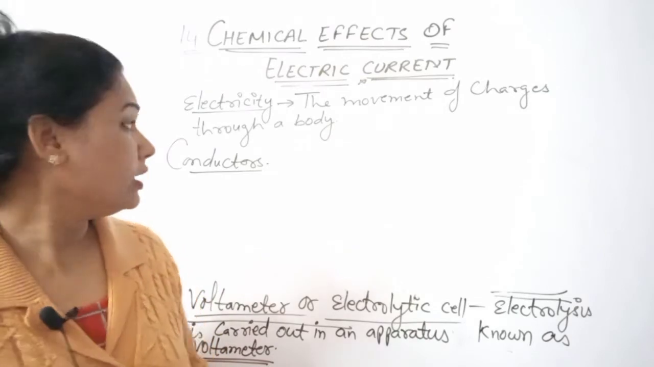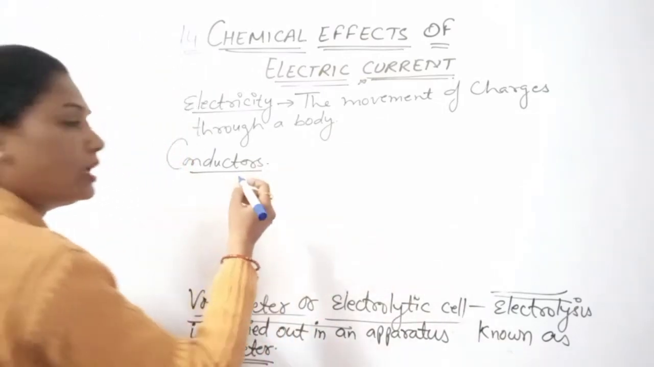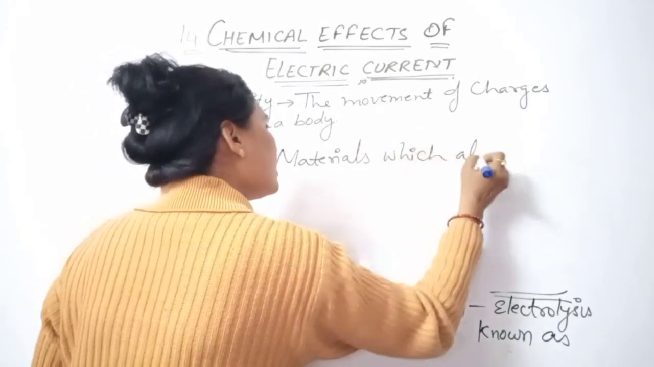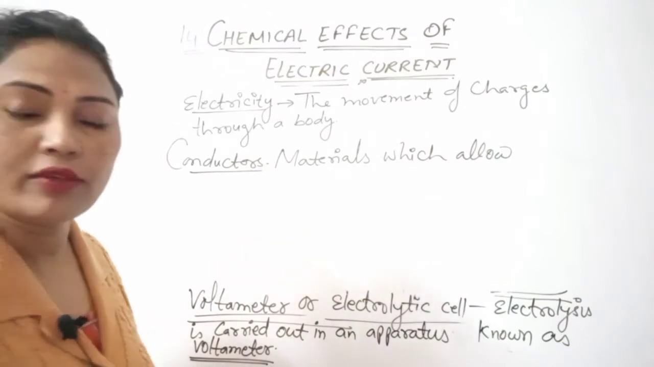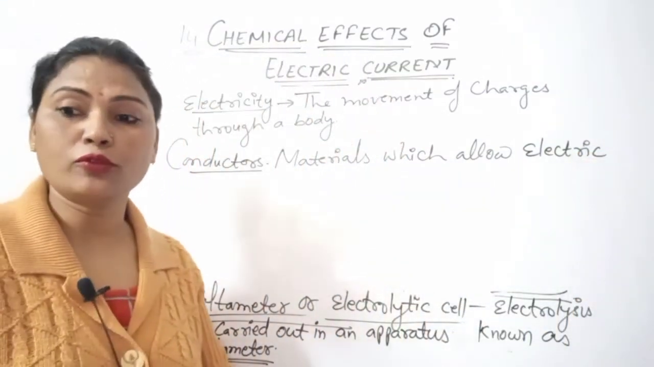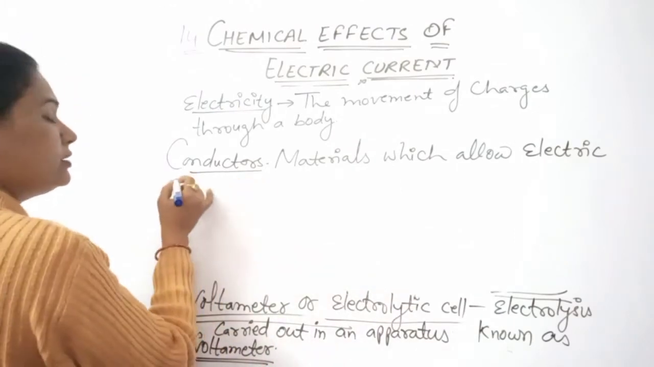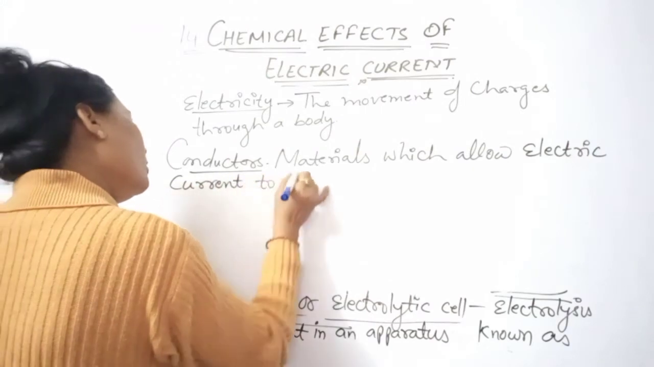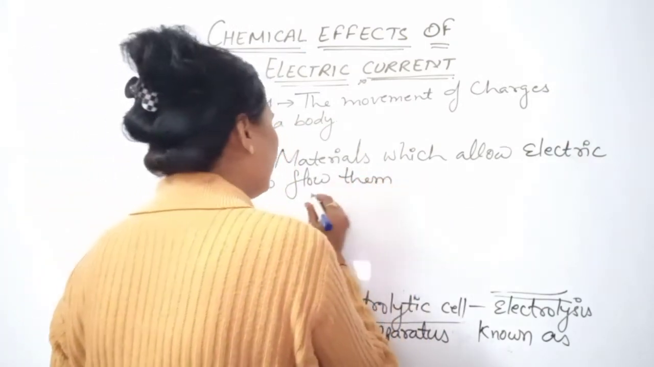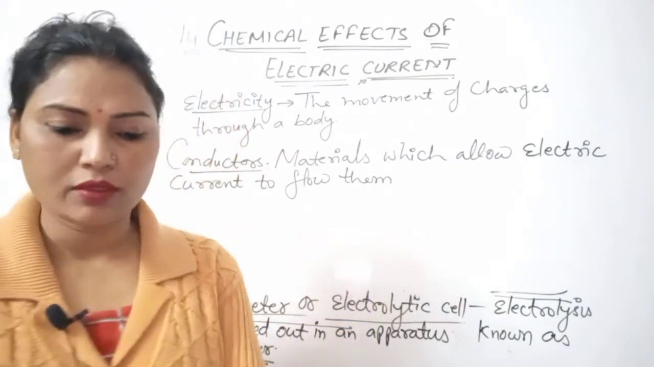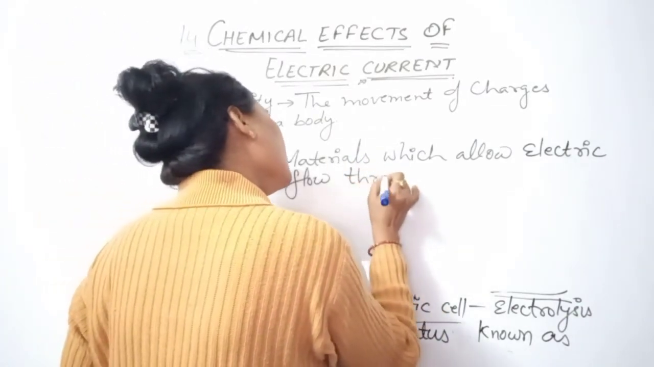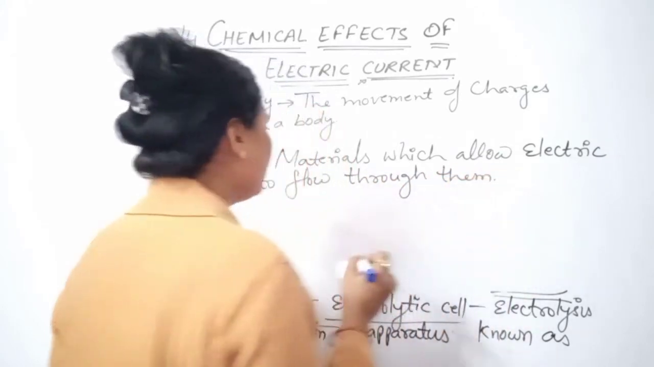Okay. So let us write the conductors: materials which allow electric current to flow through them, these are known as conductors.